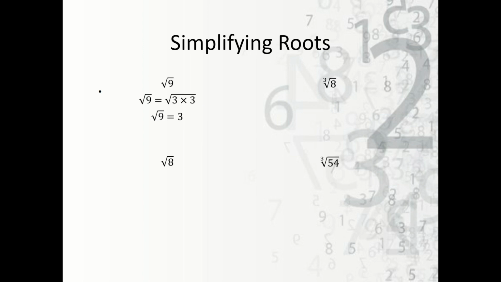Now let's look at the cube root of 8. Well, 8 is really 2 times 2 times 2. So it is a perfect cube because it's 2 3 times, right? So it's 2 to the third power. So we can pull that out, and our answer then would be 2.